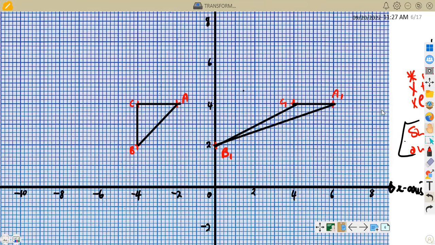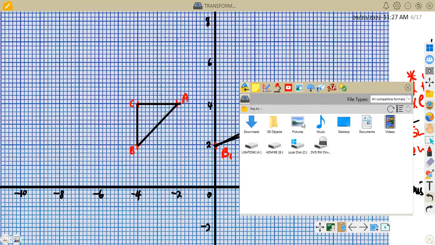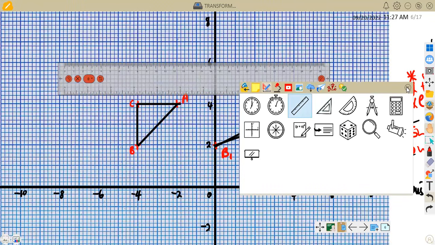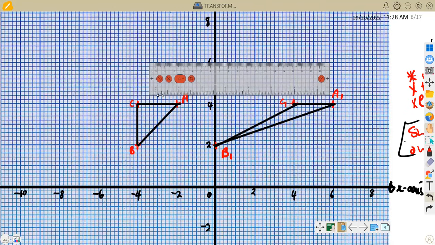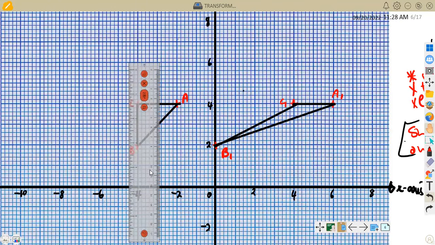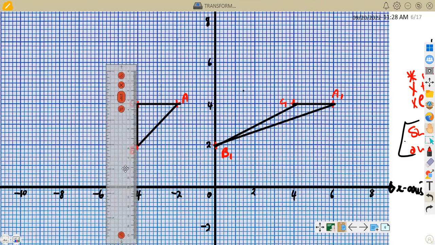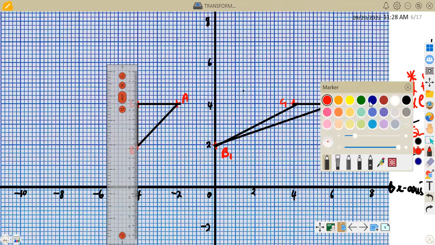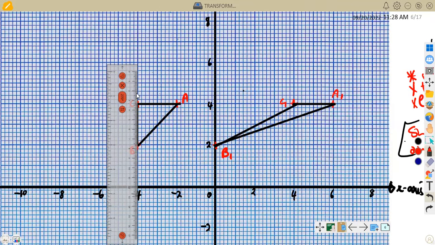Okay, this is what I'm trying to say. Let me put a ruler here so that you can see what is happening. I'm just going to make a continuation from the point B to C, like this. So this is our B to C. Let us make it the red one. We just make a continuation with this line like this.